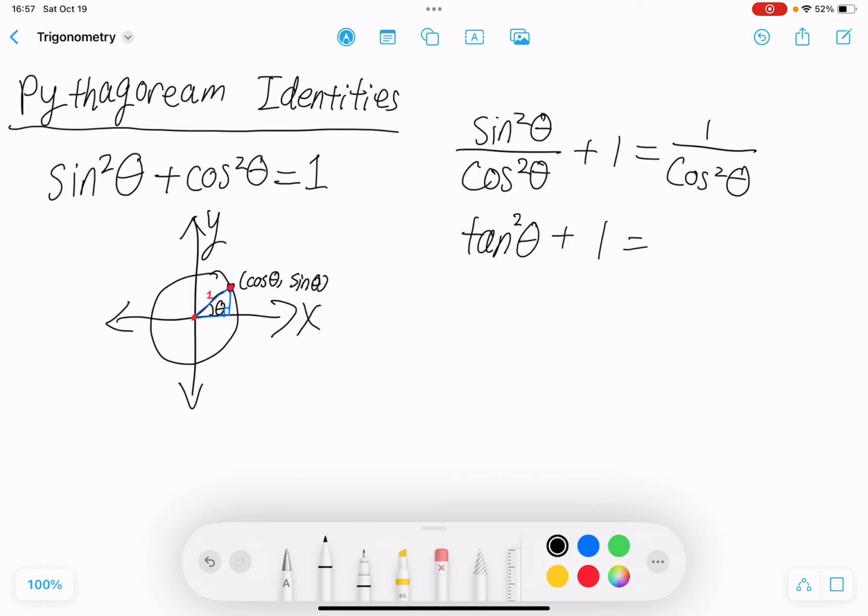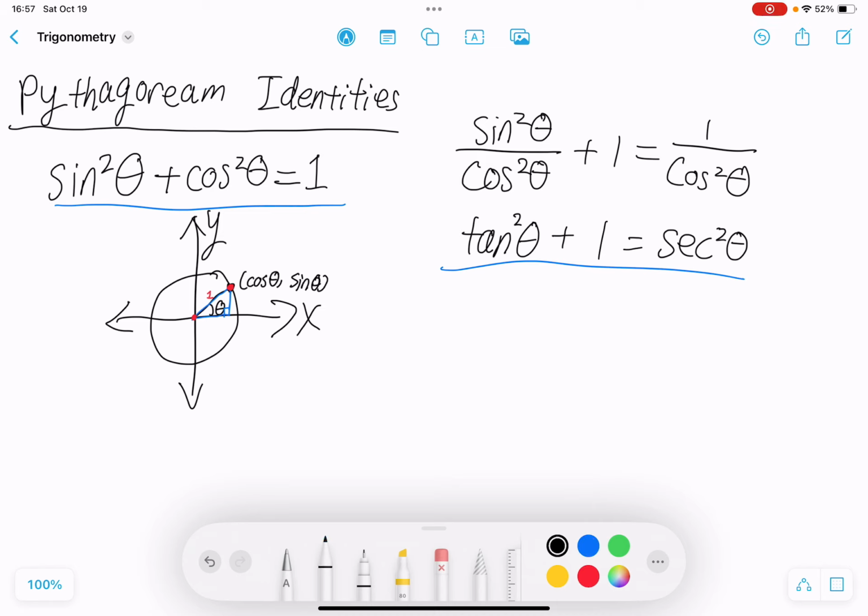Plus 1 equals, well, 1 over cosine theta is secant theta. So what this means is that this can be written as secant theta squared. So that's the second Pythagorean identity. Let me just underline these in blue.